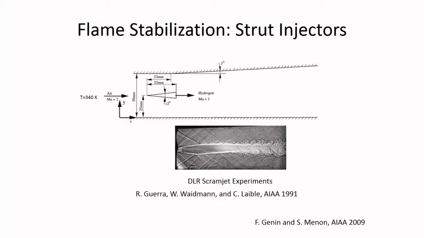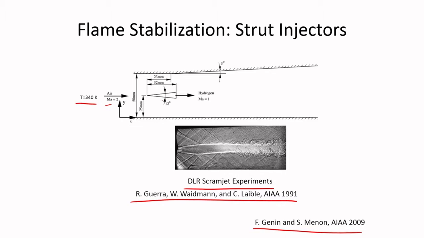The next one we will talk about is flame stabilization using struts. This work reports the DLR scramjet experiments reported here by Guerra et al, and the computations have been reported by Ganin and Menon in AIAA 2009. We will examine this as a case of how a flame is stabilized by a strut in a scramjet type of combustor. Here we have a Mach 2 flow coming in from the right to the left, and the temperature is 340 Kelvin, so it needs additional ignition mechanisms.